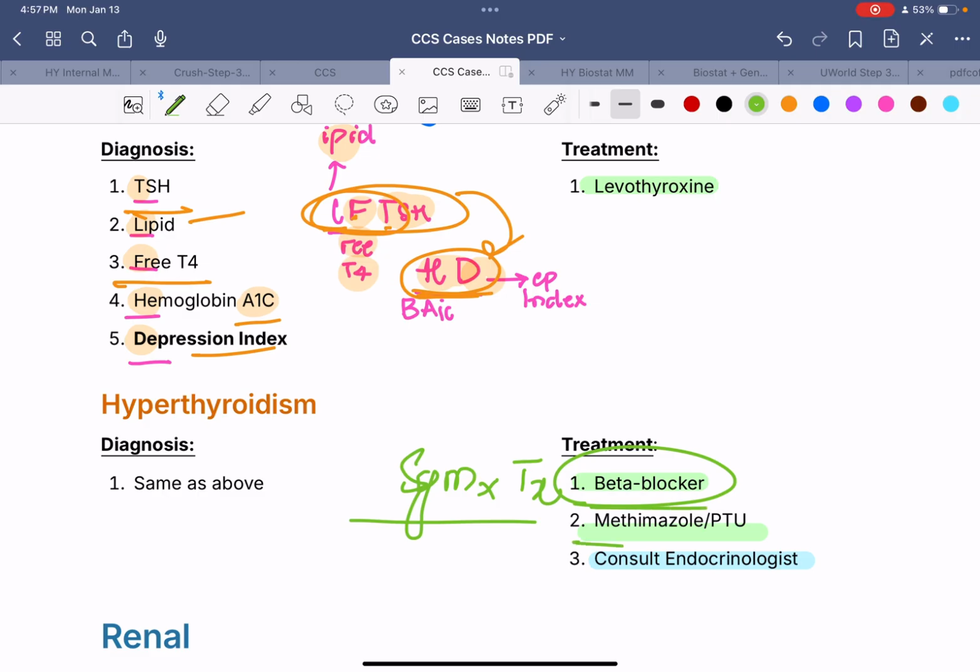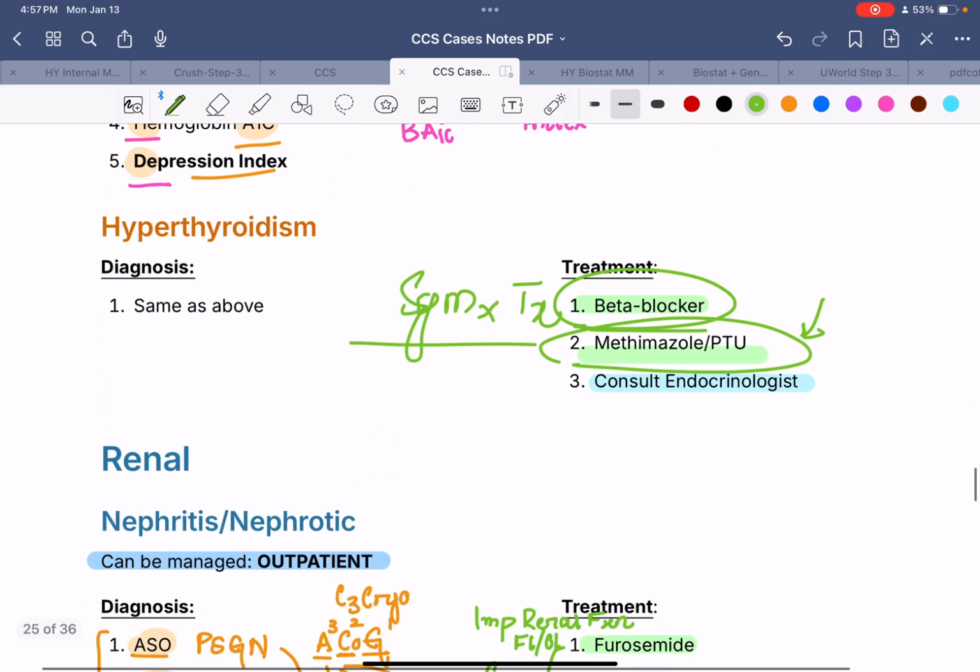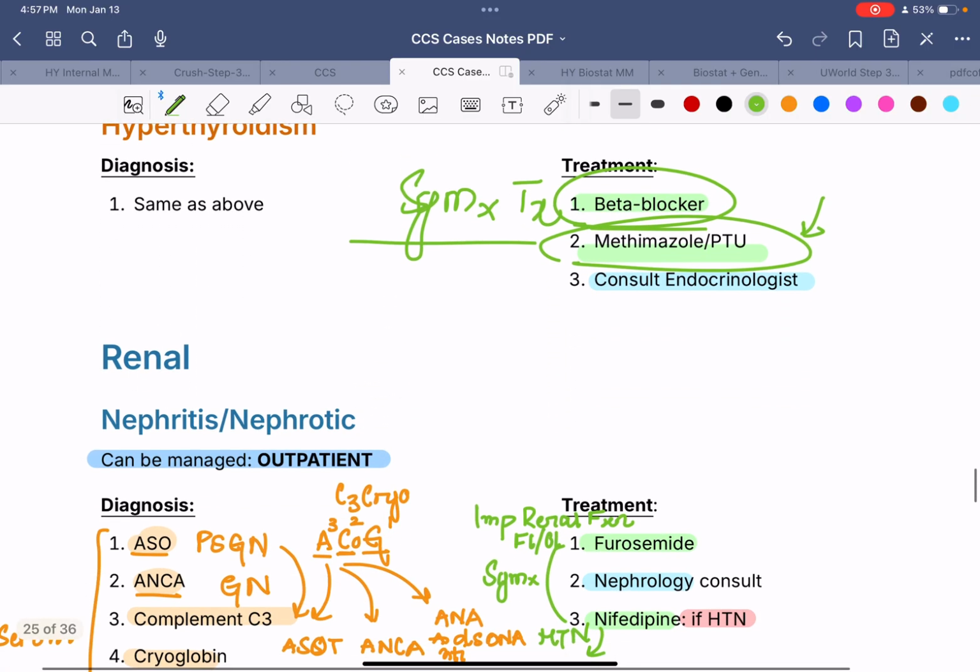And next up, we have to, of course, destroy the extra thyroid hormone that is being secreted. So in order to destroy those parts of the thyroid, we can use either methimazole or PTU, propylthiouracil. And of course, it's an endocrinology case, so we will consult the endocrinologist.